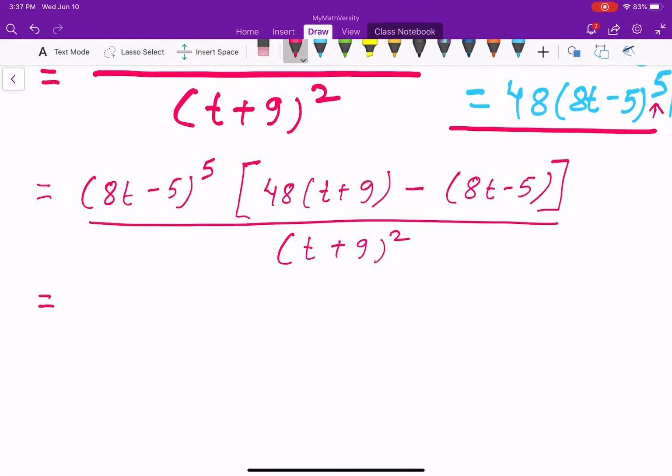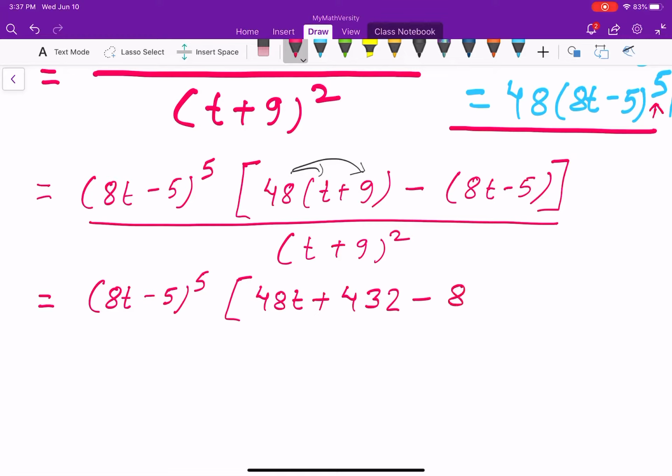So now this is equal to (8t minus 5) to the power 5, times, now let's distribute by 48. Then we get 48t plus 48 times 9. What is 48 times 9? I hope you have used the calculator, and if I have not messed up here, it might be 432. And then minus 8t, when you distribute by the negative, and then we'll have plus 5, when you distribute here by the negative, and that's what we get.